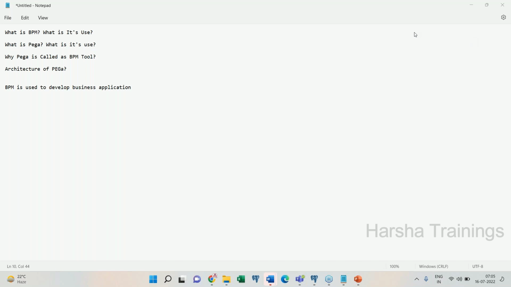So first of all, why do we need to discuss BPM when you go with Pega? And what is the use of Pega? Again, the same: BPM is used to develop business applications and Pega is also used to develop business applications. Just for our better understanding, I'm going to tell you an example of what business applications we can develop.